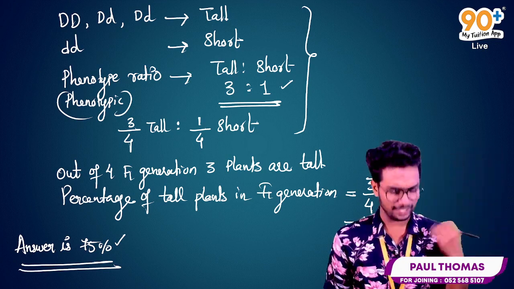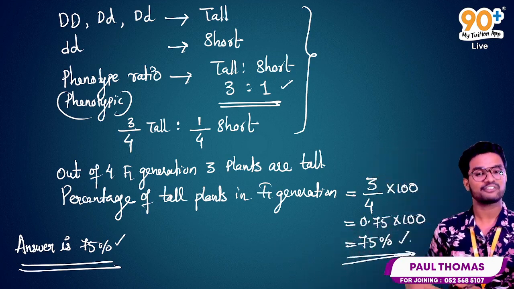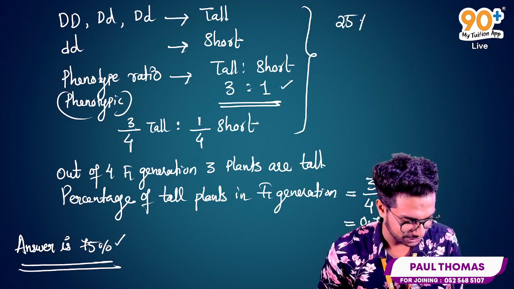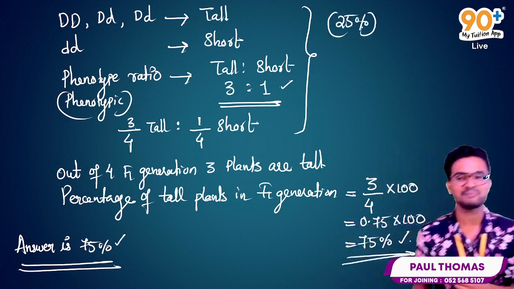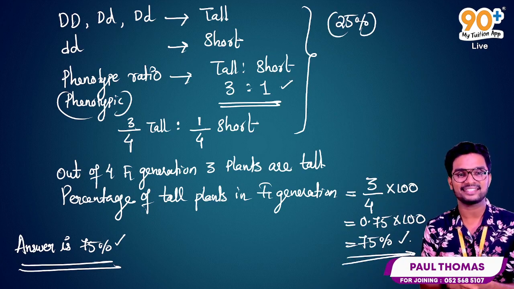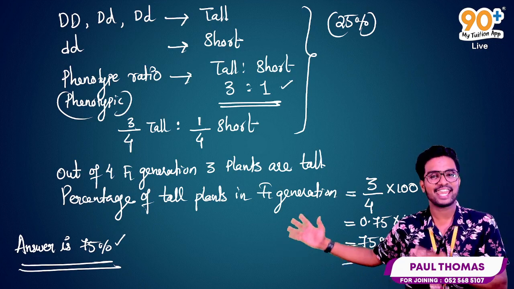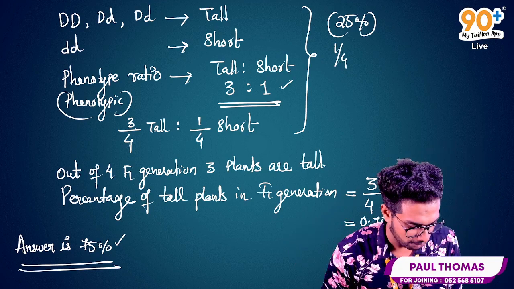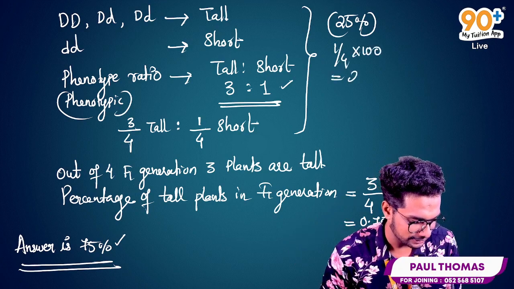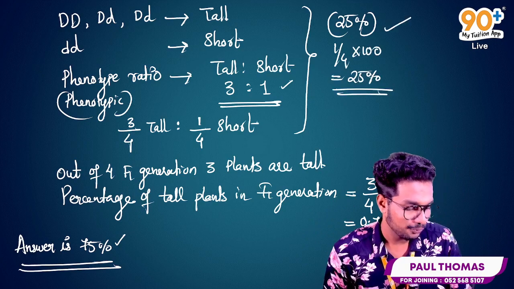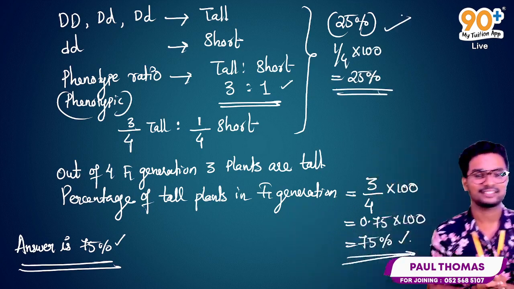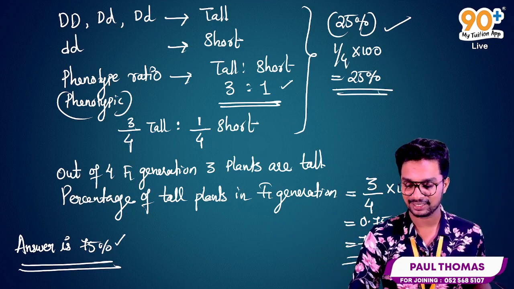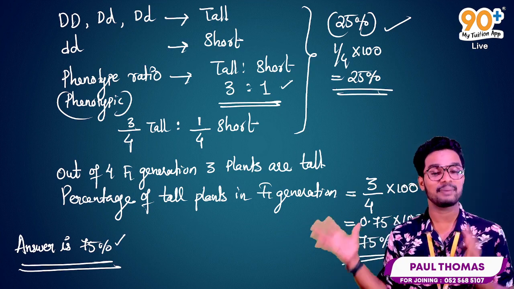Okay, then I will ask you an indirect question. What is the percentage for getting dwarf plants in F1 generation? So that will be 25%. Definitely 25%. So I'm just asking an indirect question. The indirect question is, what is the percentage for getting dwarf or short plants in F1 generation? That will be definitely 1 by 4 into 100. That is equal to 25%. Now we got one indirect question as well. Just write down all the points very carefully because I already mentioned all the steps for the particular answer.